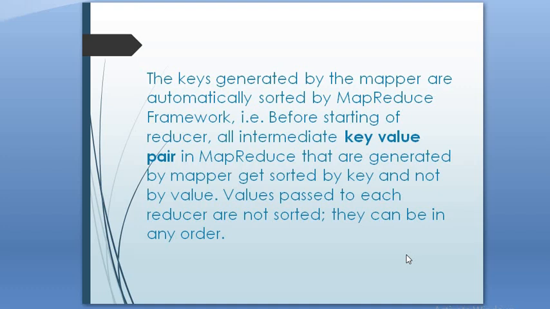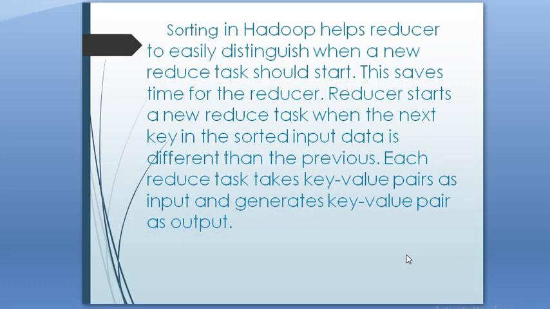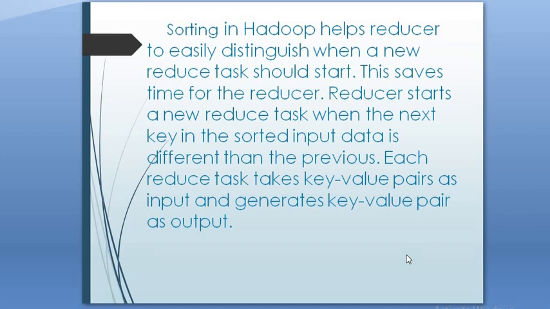That is, before the start of the reducer, all intermediate key value pairs in MapReduce that are generated by the mapper get sorted by key and not by the value. Values passed to each reducer are not sorted. They can be in any order. Sorting in Hadoop helps the reducer to easily distinguish when a new reduce task should start. This saves time for the reducer. Reducers start a new reduce task when the next key in the sorted input data is different than the previous. Each reduce task takes key value pair as input and generates key value pair as output.